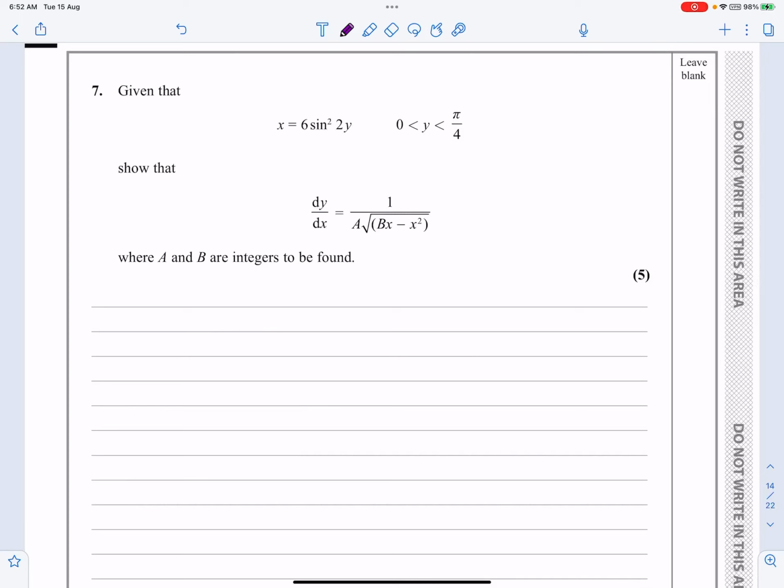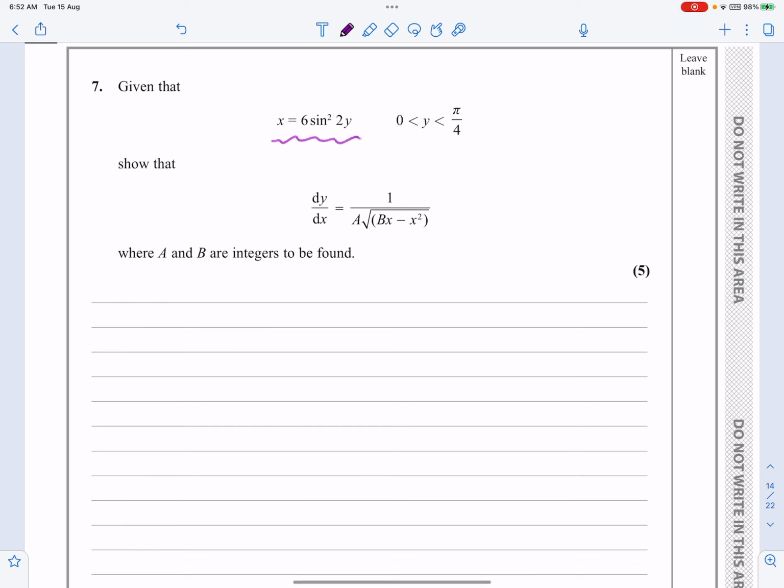Okay, this is the P3 paper from June 2021. It's question number 7, and it's going to be differentiation of trig functions here. And later on, when we're trying to get to our final answer, we're going to be doing some work using double angle formulae, or rather the identities that go with them.